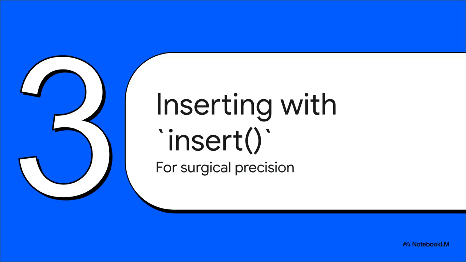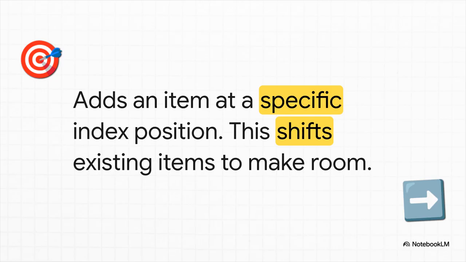Okay, so append is great for adding to the end. But what if you don't want to add to the end? What if you need to cut in line, put something right in the middle, or even at the beginning? For that, we need something with a little more surgical precision. And that's where the insert method saves the day. It's totally different from append. With insert, you get to be the boss. You tell it the exact spot, the index where you want your new item to go.